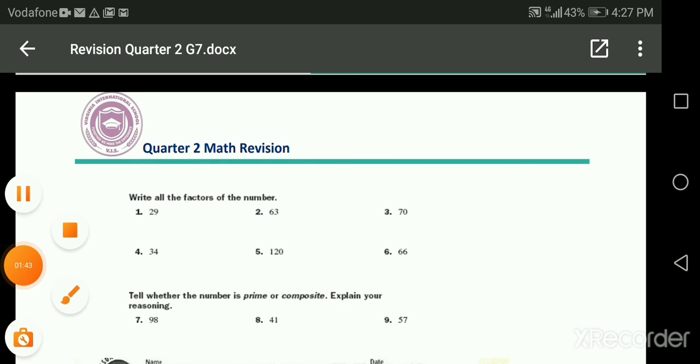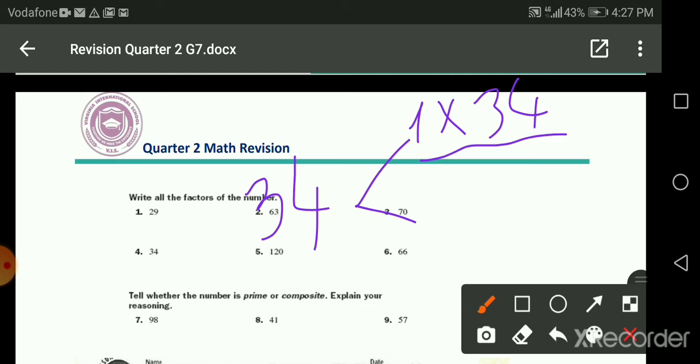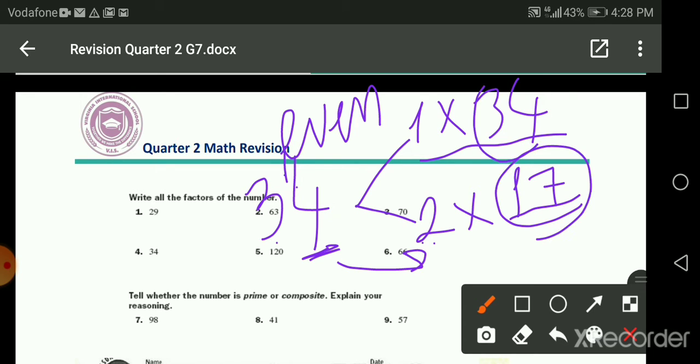If I ask you here 34. Okay, let's see. 1 multiplies what gives you 34? 1 multiplies 34. 2 multiplies what gives you 34? Is it divisible by 2? We have here an even number in the ones, so it's divisible by 2. 3 divided by 2 gives me 1, and 14 divided by 2 gives me 7. So we have here 17.